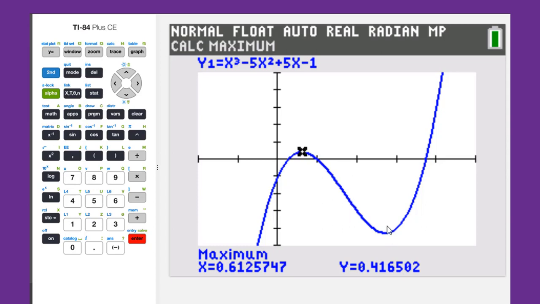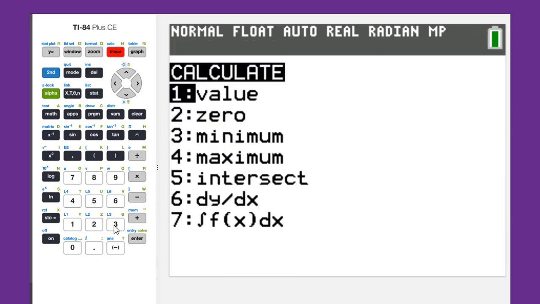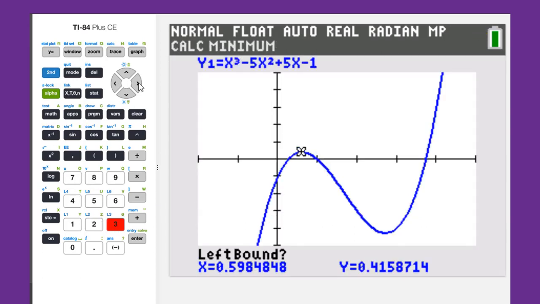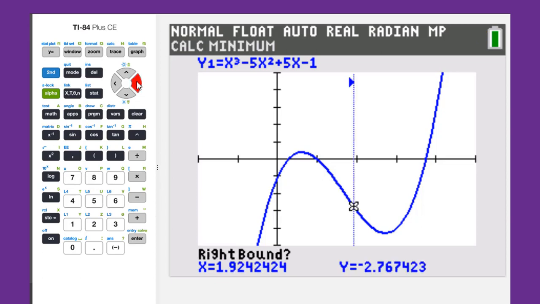How do you get the minimum value? This is a minimum value here, so I do the second trace. I'm looking for minimum value. I press 3. So move the arrow to the left bound of this minimum value now. I put the enter. Then move the arrow to the right side of this minimum value. And then I put the enter, enter. They give you the minimum value, which is negative 4.27.